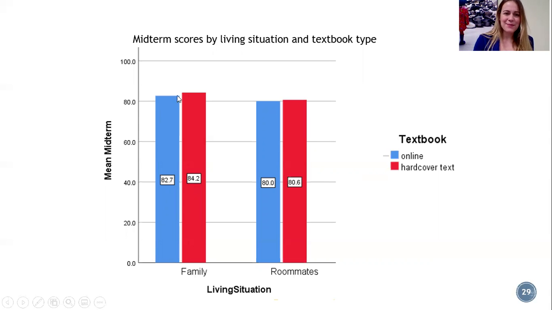You can see that everybody is scoring right about the same. And I did enter this into an ANOVA to find that there's no significant difference between groups. So even though the average might be a little bit higher in this group, it's not statistically different than any of the other groups.